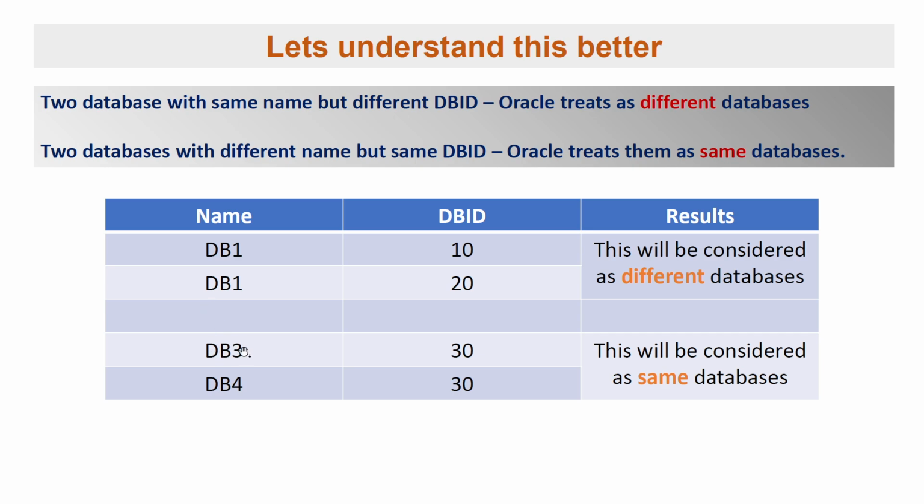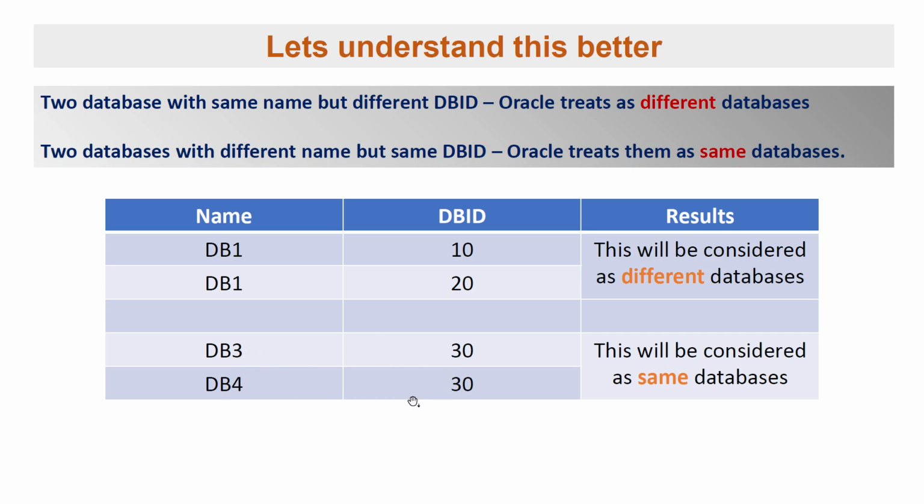Now let's say you have two databases with a different name, DB3 and DB4, but DBID of both the databases is same. Since the DBID is same, these particular databases will be considered as a same database. Now, if you try to register DB3, then if you try to register DB4, the RMAN recovery catalog will work slightly strangely. What it will do, it will replace the DB3 with DB4, because it will think that now DB3 backups are DB4, because the DBID is same.